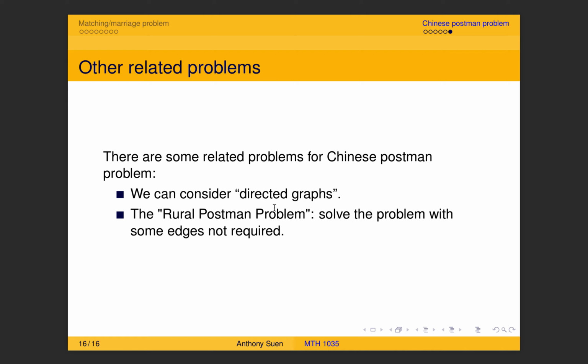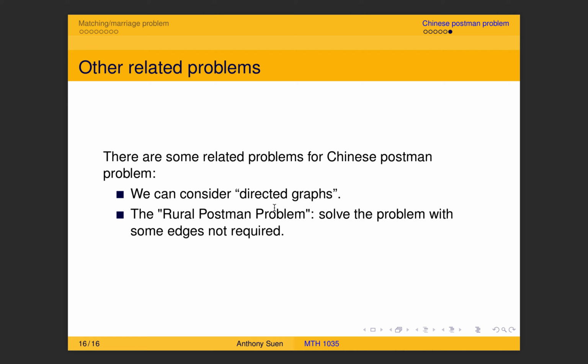In the previous example, we don't have any restriction on the direction of those edges. You can go in either direction. But some graphs do have directions. For example, the graphs we learned for the DNA problem are directed graphs. So for that problem, you have to take the direction into account as well, and that becomes more complicated.